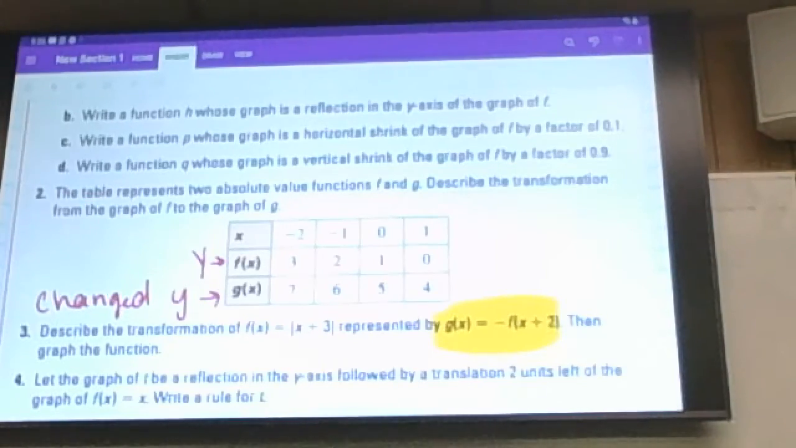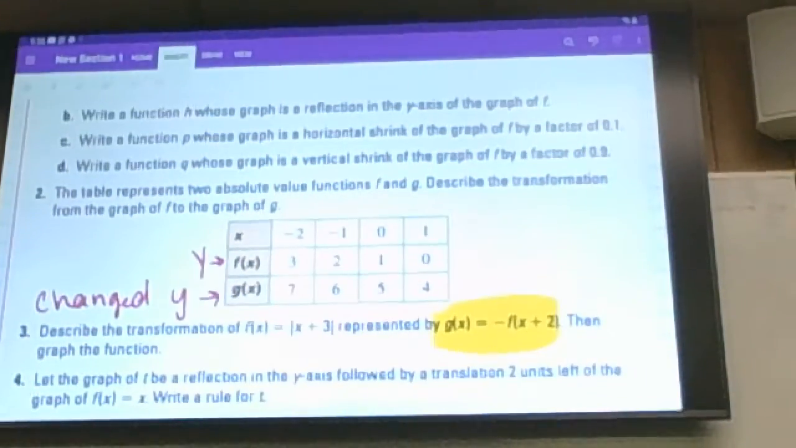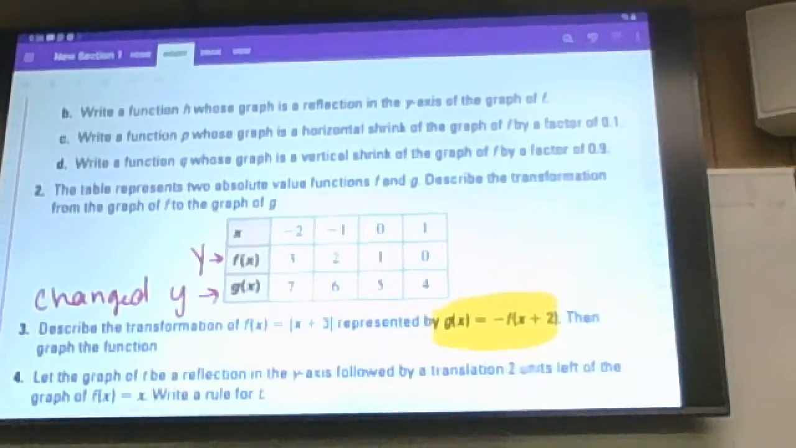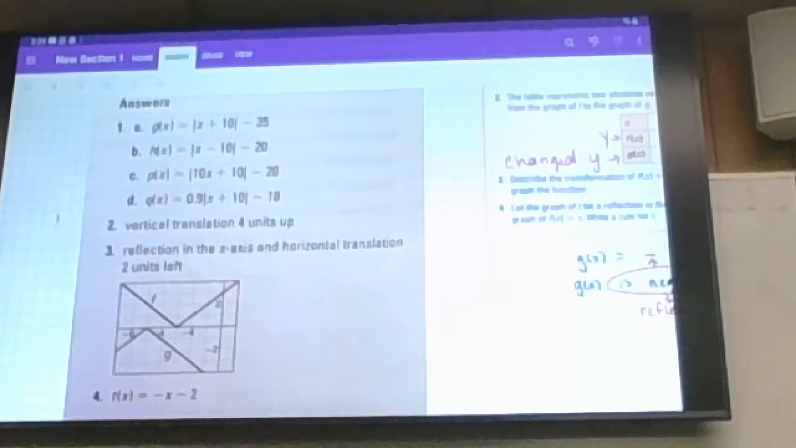All right, group, good job. Mini assessment answers.